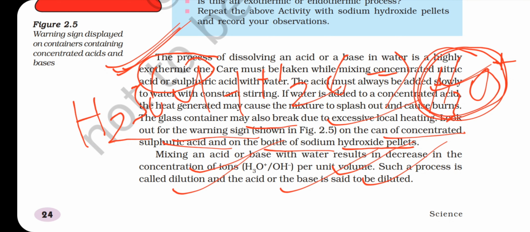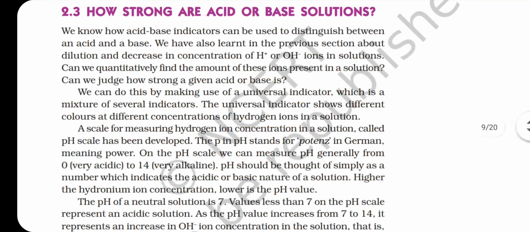Concentration means there are more ionic particles in the given volume of the solution, but a dilute solution is one in which the volume is more compared to the amount of ionic substance. So how strong are acids or bases in a solution?